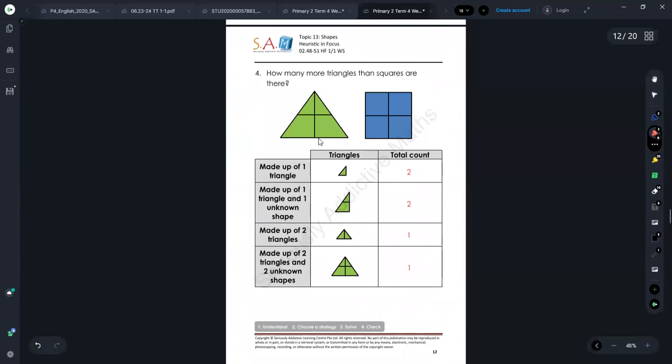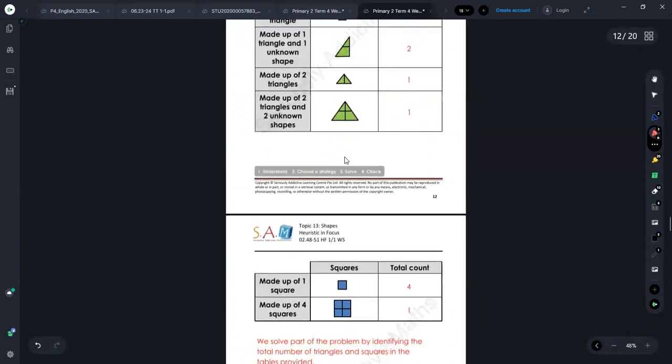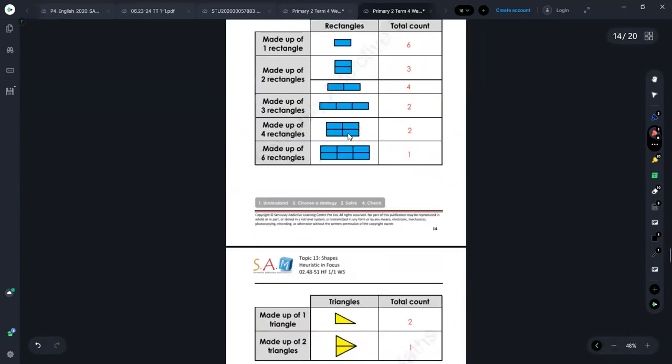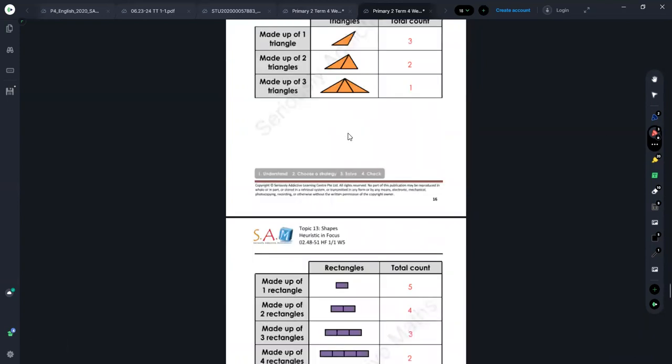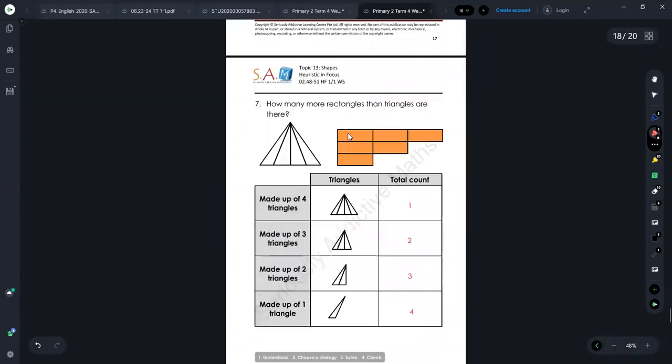They have to count the number of triangles in here, part by part. Small triangles first, then the different triangles, and finally they answer the difference. So question 4, and then we can perhaps do question 7 as well.